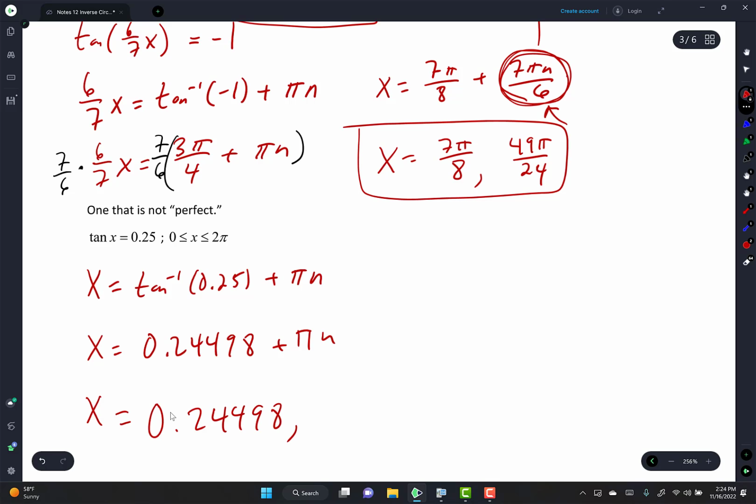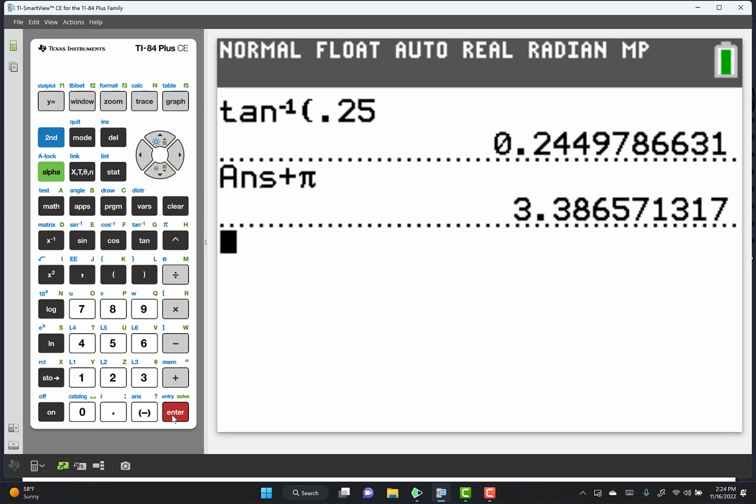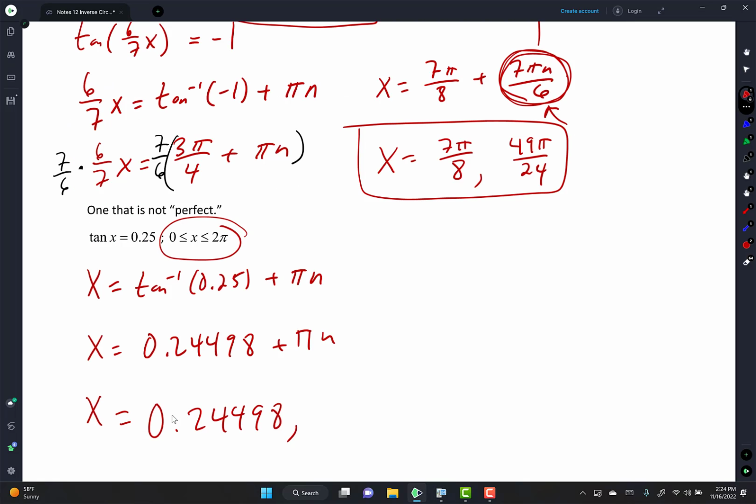0.24498. And because it's between 0 and 2 pi, the other answer is plus pi. So 3.14 plus 0.24, let me see what that is. Plus pi. Enter. 3.3865 or 66. 3.3866. Done. That's it, guys.